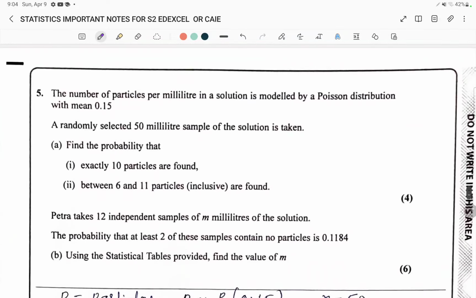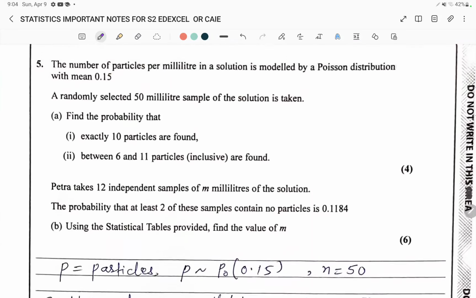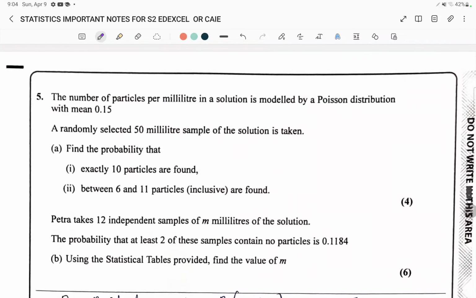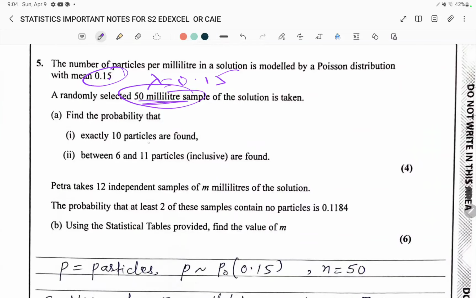Now, fifth one. The number of particles per milliliter in a solution is modeled by a Poisson distribution with mean lambda 0.15. Randomly selected 50 milliliters as a sample. So per milliliter lambda is this, for 50 milliliters lambda will be 50 times 0.15. Find the probability that exactly 10 particles are found and between 6 and 11 particles inclusive are found.